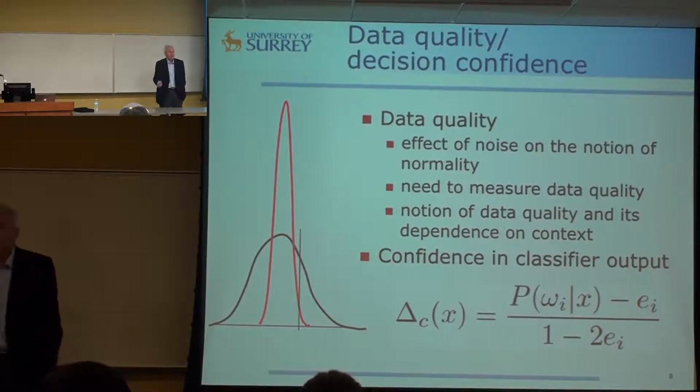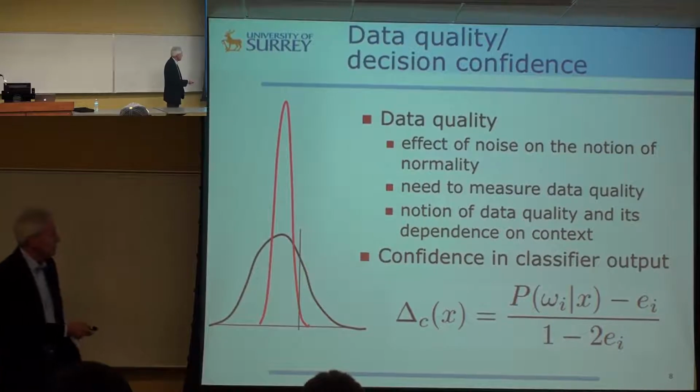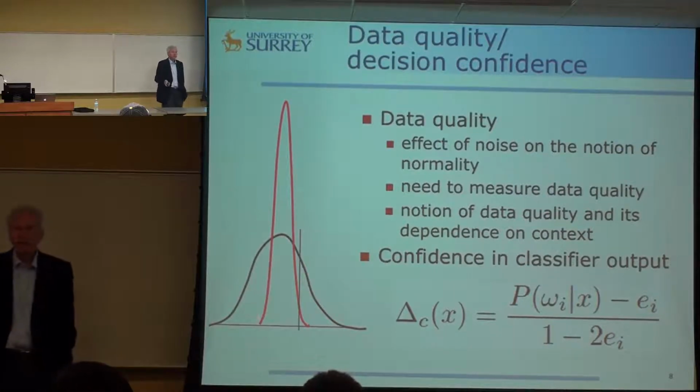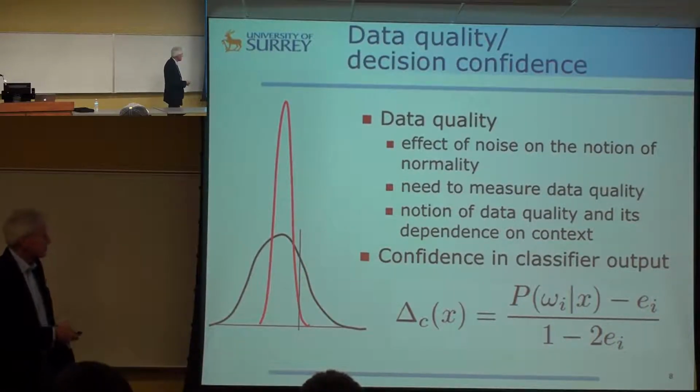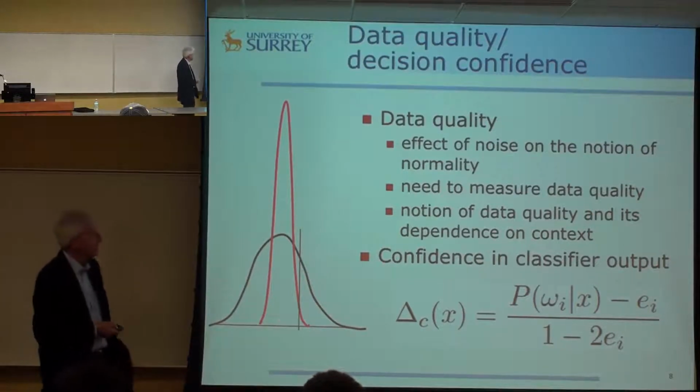But suppose you have some noise on your observations, and your distribution changes from this red one into the black one. Then you can see that this threshold, which you are happily using with your original distribution, will no longer work. So that's why we need to take data quality into account.